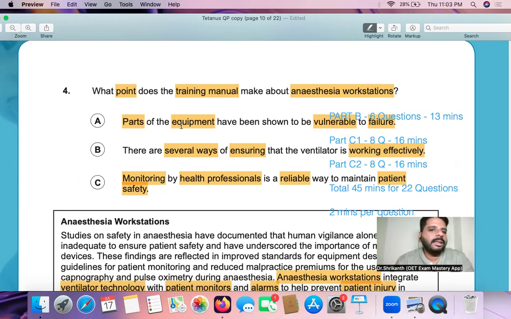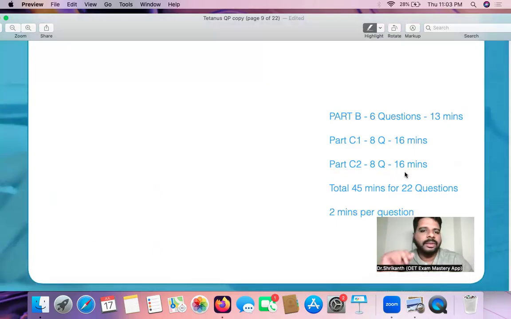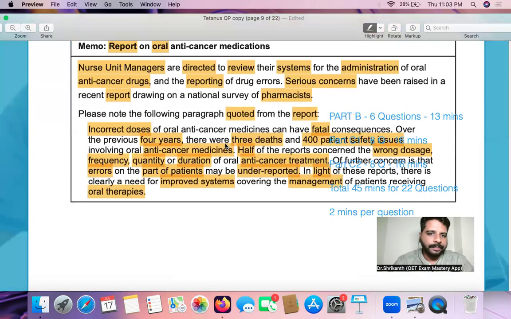Okay, and choose that answer and go on. So this time management is very, very important. Now, how to prepare for the OET reading? This I will say, and then we'll wind up the session.